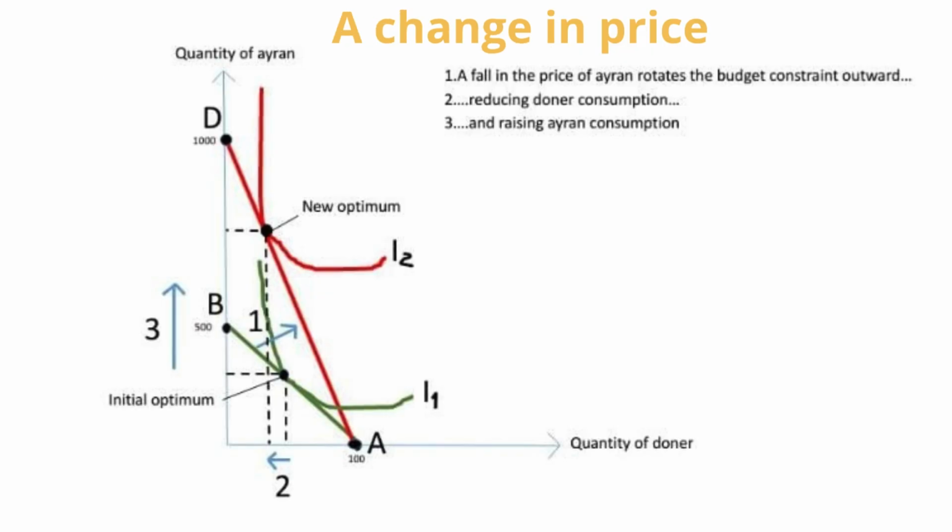Now let's examine how a consumption decision responds to a change in price. So when the price of iron falls, the consumer's budget constraint shifts outward and changes slope. The consumer moves from the initial optimum to the new optimum, which changes his purchases of both doner and iron. In this case, the quantity of iron consumed rises, and the quantity of doner consumed falls.